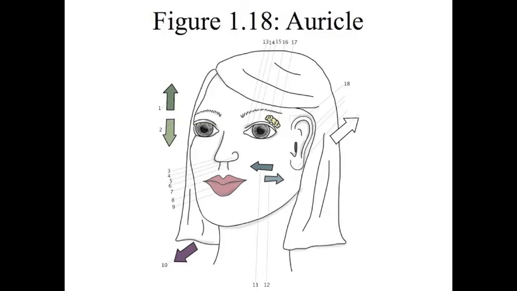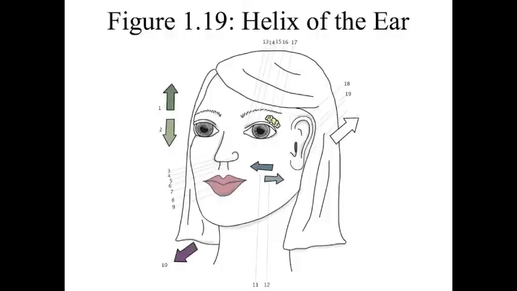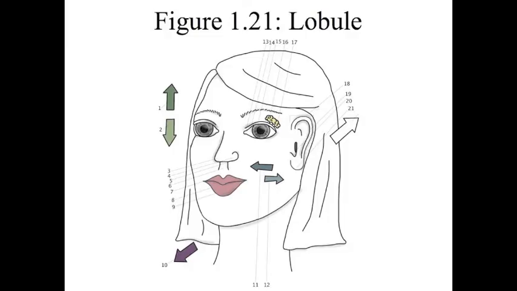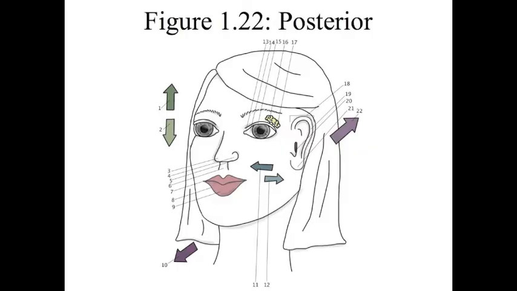Number 18 is your auricle, which is your ear. The helix of your ear is this upper curve. Number 20 is the external acoustic meatus. It's the hole in your ear. Number 21 is the lobule, which is also known as your earlobe. And finally, number 22, posterior. Where anterior is towards the front, posterior is anything towards the back.